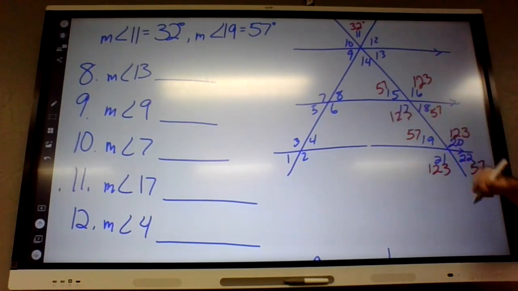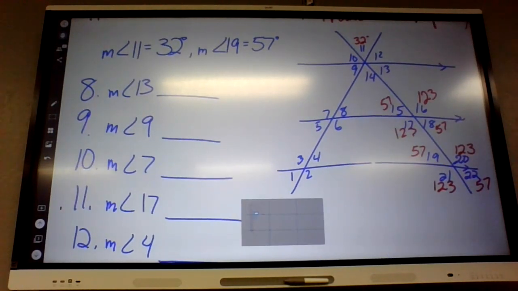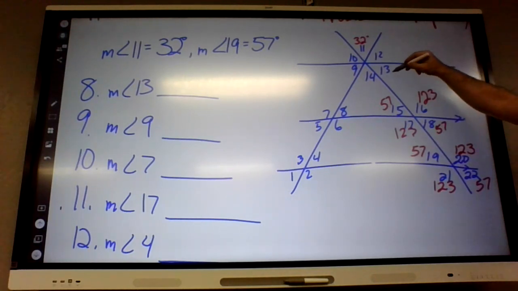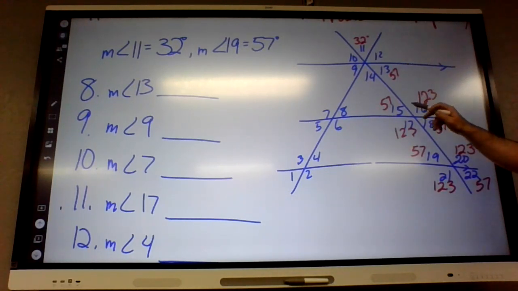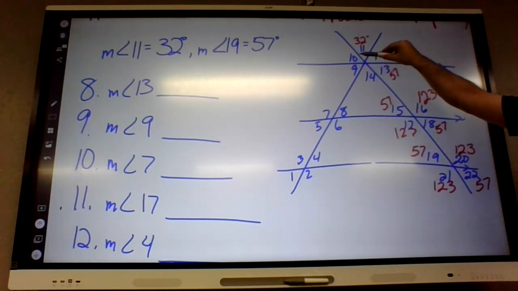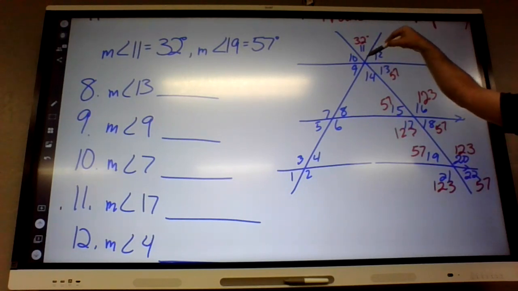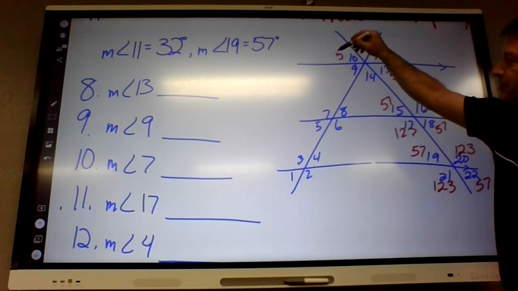Alright, now what? Well, you use alternate interior angles, so that means 15 is alternate with 13, so 13 is 57. And actually, 15 also corresponds with 10, and 10 and 13 are also vertical. So anyway, either way you do it, they're all 57.